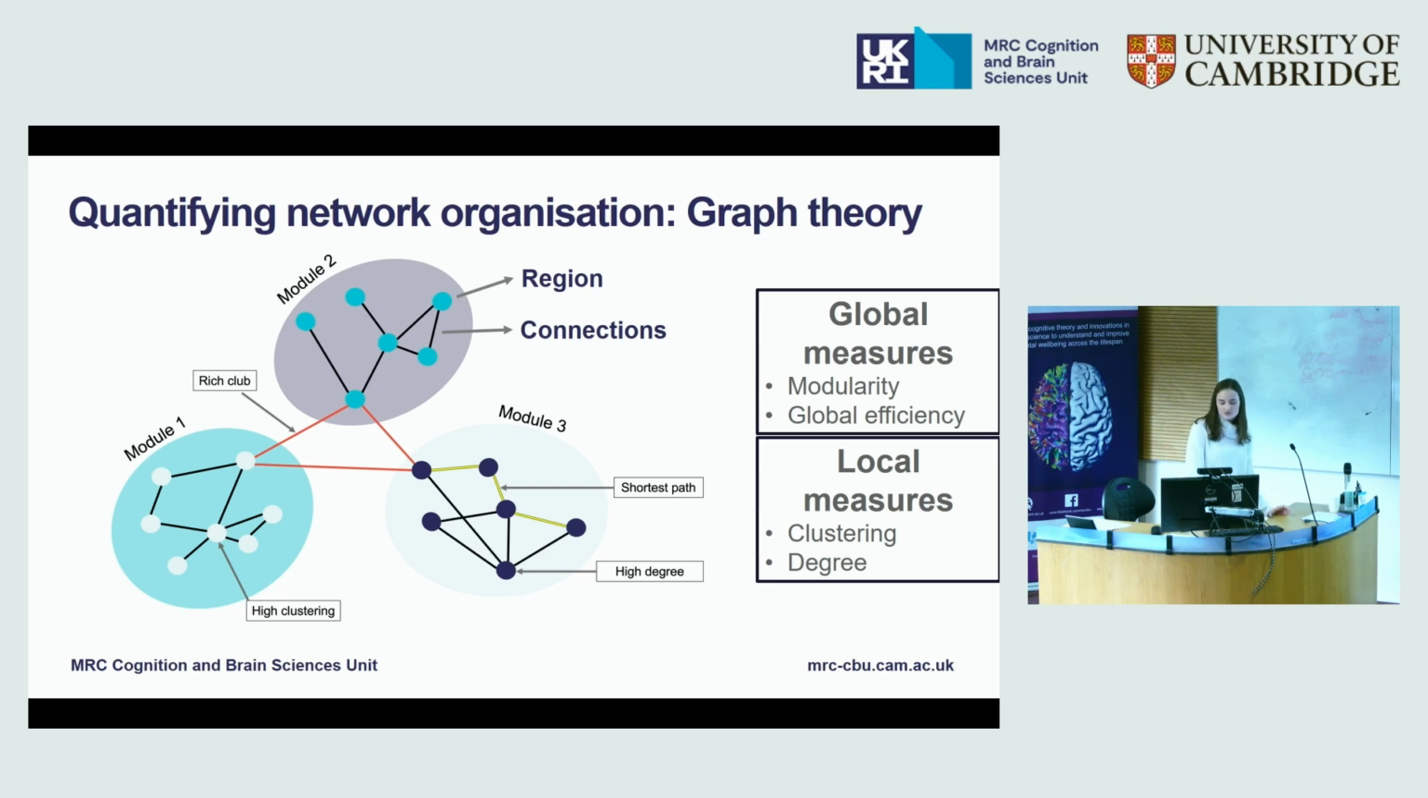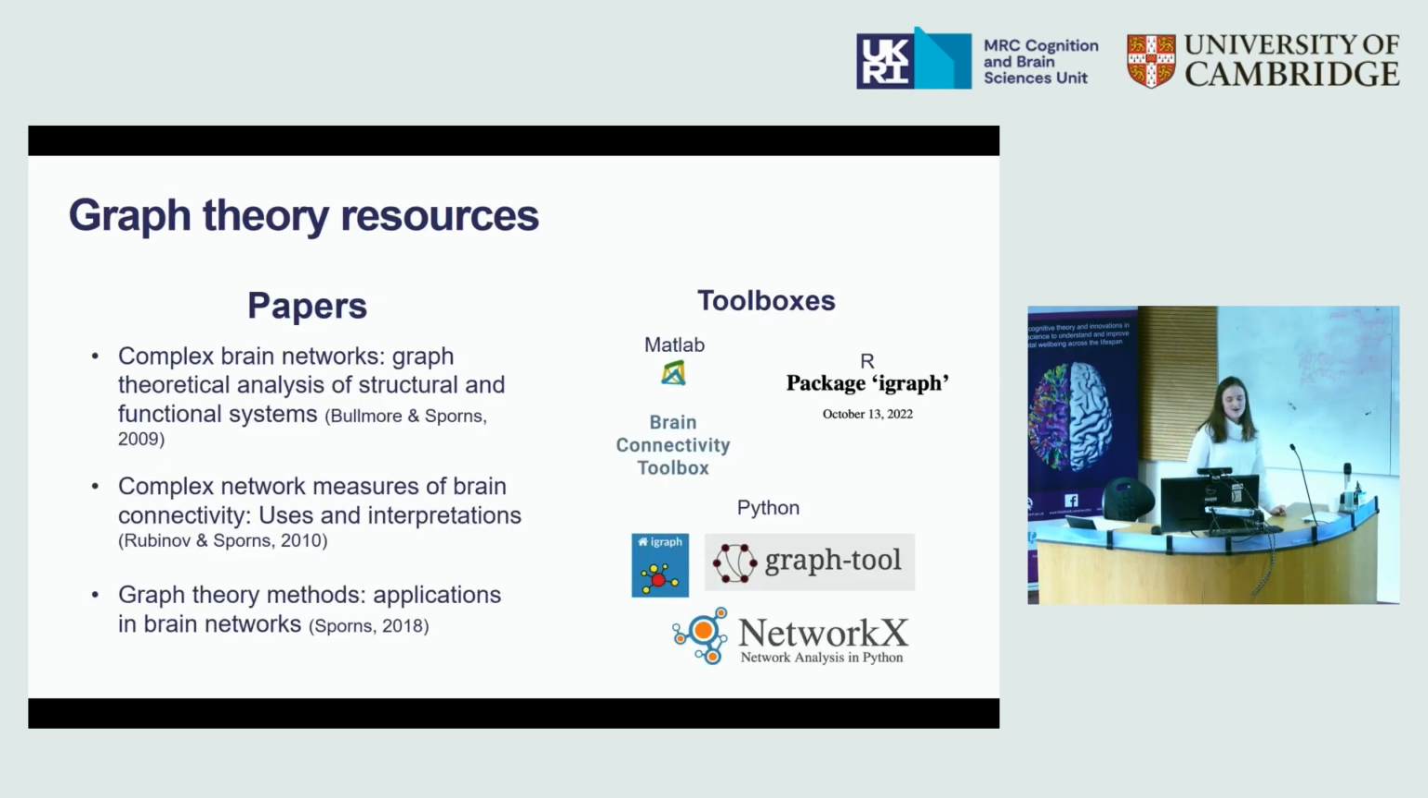There's also local measures, which are per region. So for example, this region is highly clustered with regions around it, so that region would have a higher clustering coefficient than, for example, this region would. Similarly, there is the measurement of degree, which is simply the number of connections that region has. So this region has a degree of 4, whereas this region has a degree of 2. And I don't have time to talk about it in depth today. There are many more measures than just that, but if you're interested in learning more, these are some really helpful papers. And of course, there's lots of different toolboxes in MATLAB, R, and Python to help you apply graph theory to whatever your network might be.